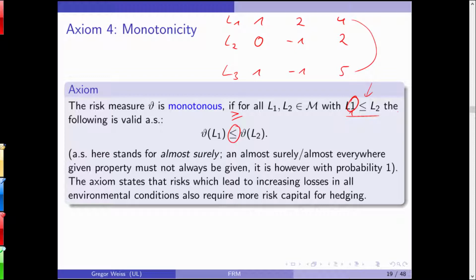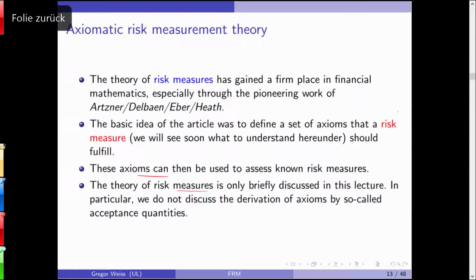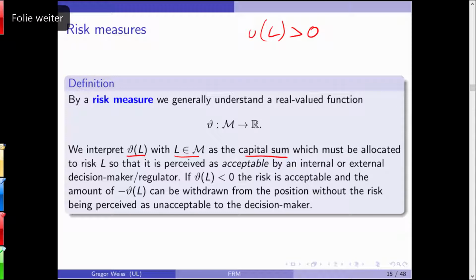Is U of L1 the risk capital in case of L1? Yeah, U is the risk measure, and we've seen in the definition of risk measures that this is more or less the capital sum needed to make this risk acceptable, that is the risk capital. This is the amount of cash needed to make the risk acceptable to an external or internal regulator or supervisor.